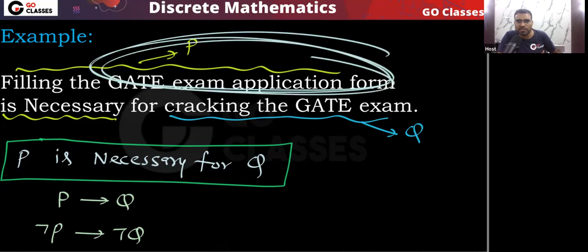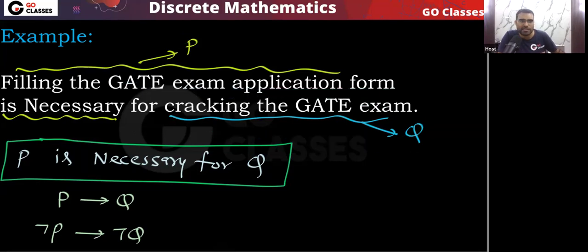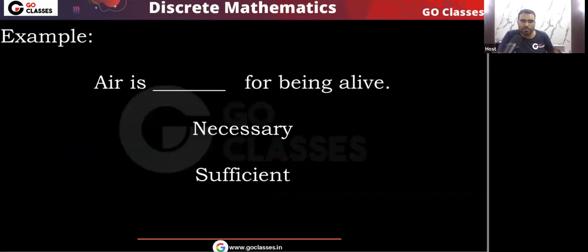If you fill the application form, can I say you will crack the GATE exam? No, this is not correct. But can I say that if you don't fill the application form, then you cannot crack the GATE exam? Yes, this is correct. Is this clear? Very simple point, remember. Let's see another example; with this example, you will understand.